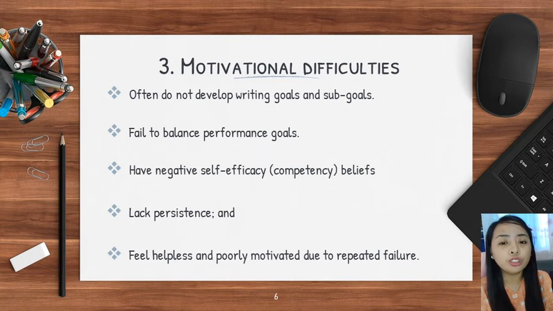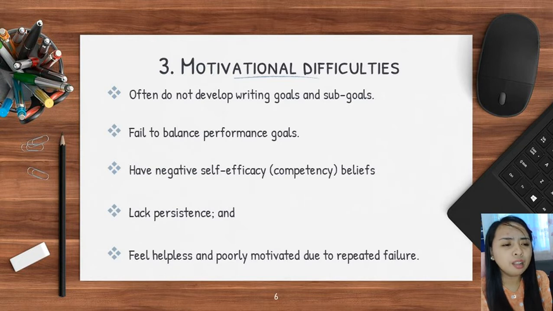Now let's move on to the third one, which is the motivational difficulties. So first, they often do not develop writing goals and sub-goals. In other words, setting strong writing goals encourages you to imagine what type of writer you want to be and what skills are needed to make that identity a reality, and establish a manageable path to success. So writing goals are more than objectives you hope to achieve. They are a roadmap to your writing success.